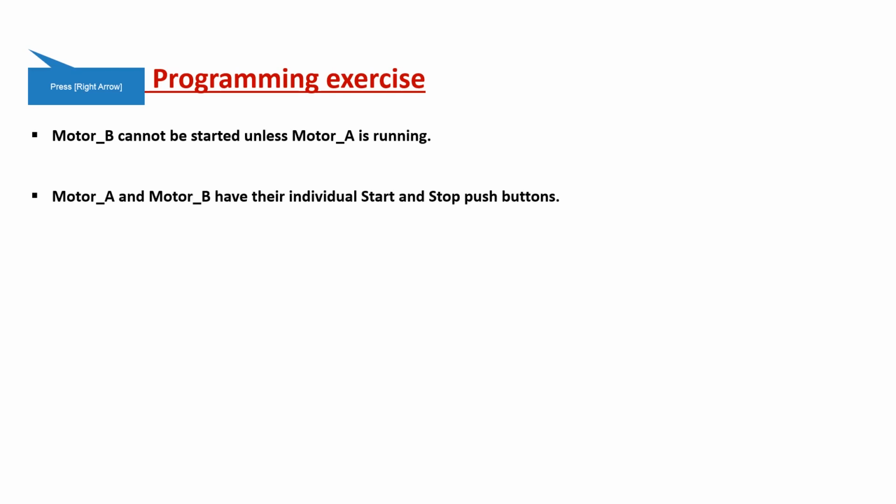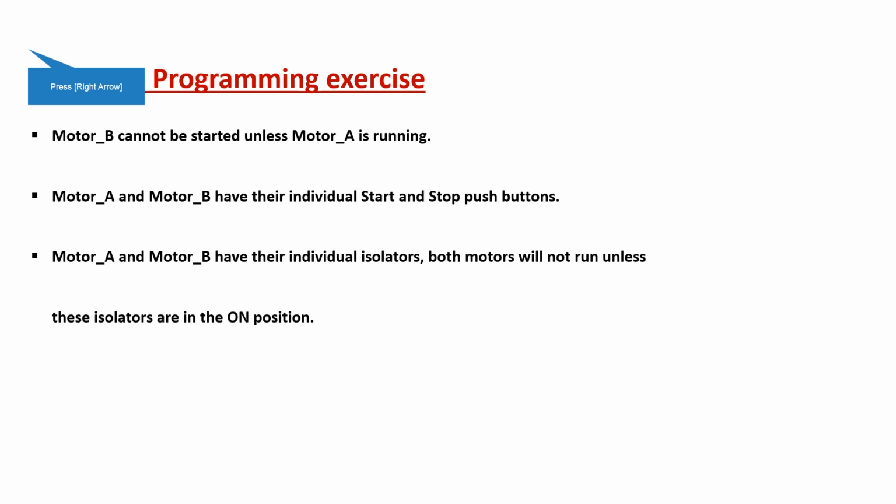Okay, condition number 2: motor A and motor B have their individual start and stop push buttons. So each conveyor will have its own start and stop push buttons. Motor A has its own start and stop buttons. Motor B has its own start and stop push buttons. Okay.